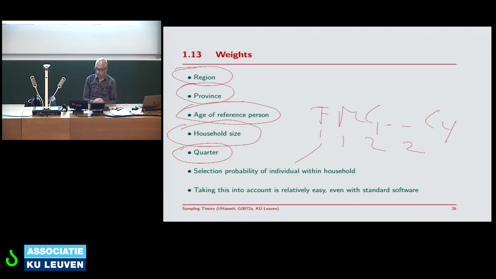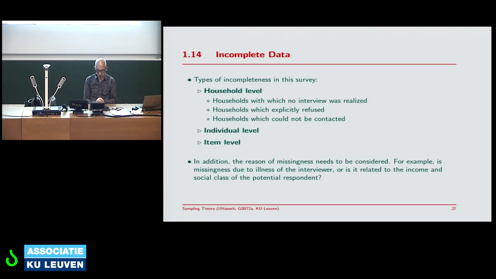But these are many different weights. Which one do I choose? There are ways of combining all these weighting factors into one single weight, by multiplying them. It's easy to do that with standard software. And then to round off this first chapter: incomplete data.